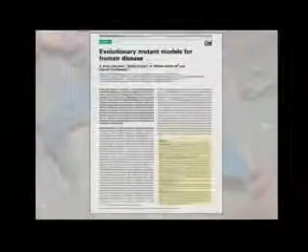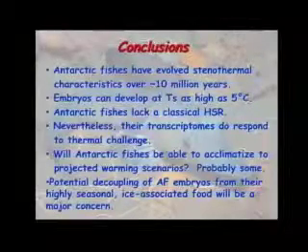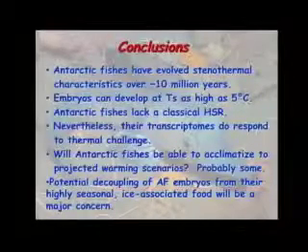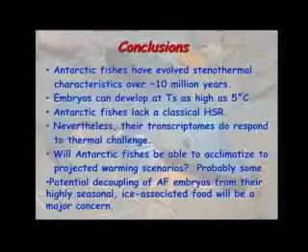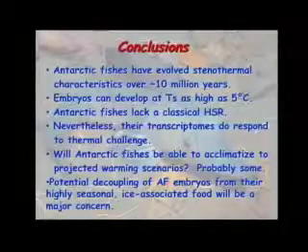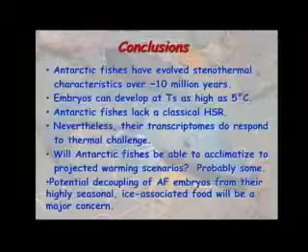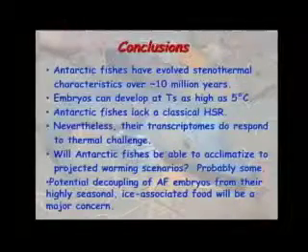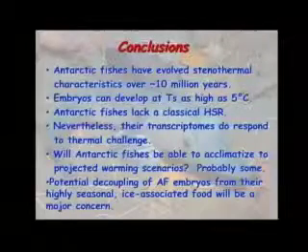So, to conclude, Antarctic fishes have evolved to be what we call stenothermal over approximately 10 million years. Stenothermal simply means that they are restricted to life in a relatively narrow range of temperatures. We've established that embryos can develop at temperatures as high as 5 degrees, but we suspect that 8 degrees would be a lethal developmental temperature. Antarctic fishes lack a classical heat shock response, but they do respond with changes in gene expression to thermal challenge.